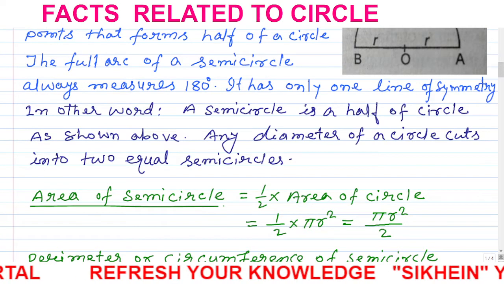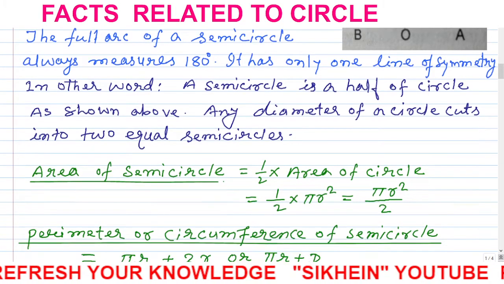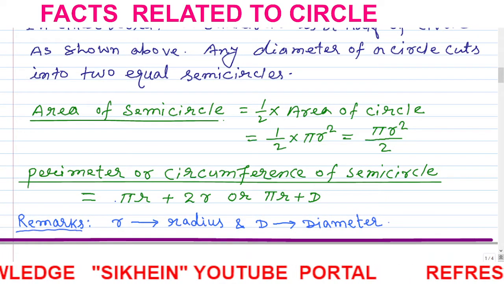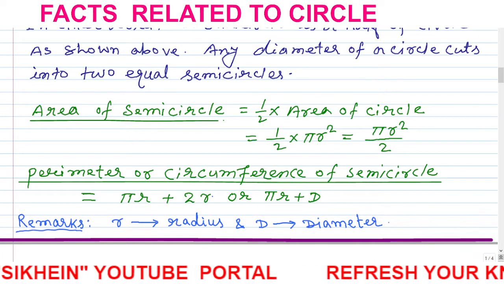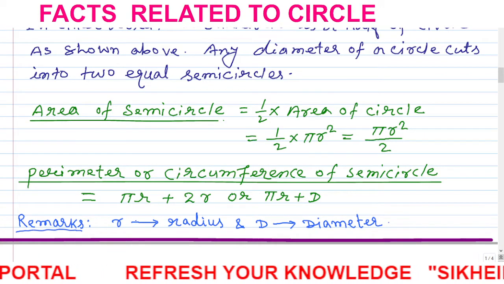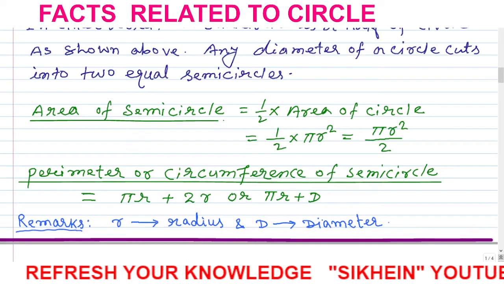Now, perimeter or circumference of semicircle. That relation is pi into r plus 2r, or pi r plus d, where r equals radius and d equals diameter.